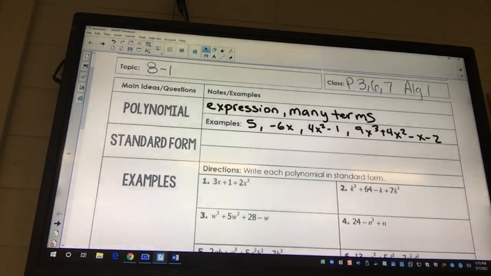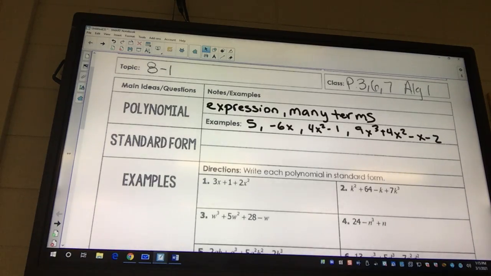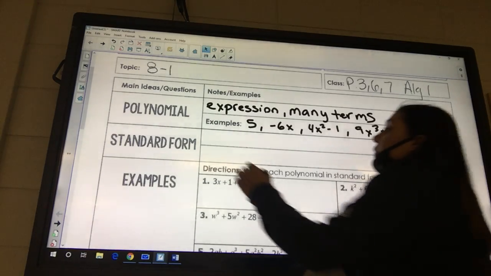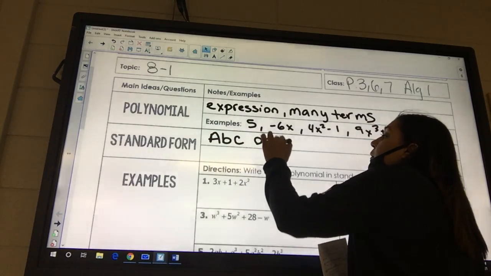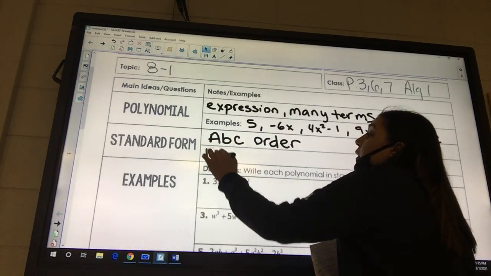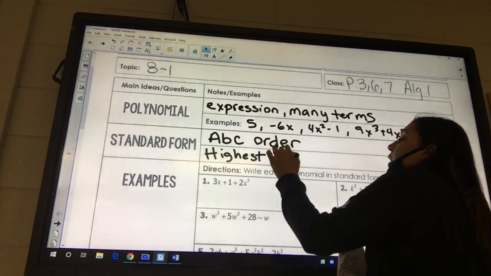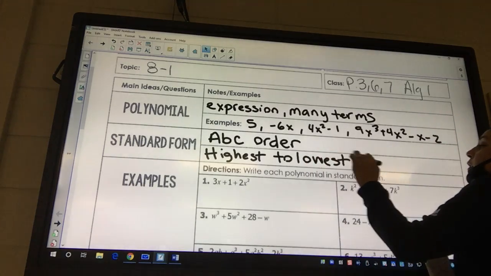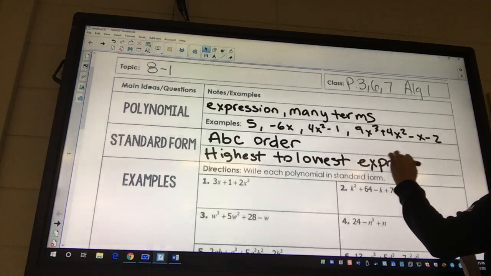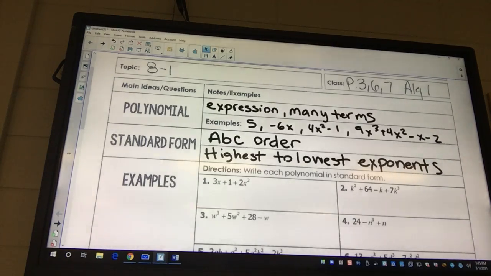Okay, the standard form. Now this one is very particular. It must be written in alphabetical order with the highest exponent first. So, I'm going to put ABC order. We got highest to lowest and then exponents. Okay, we got to go highest to lowest and exponents.